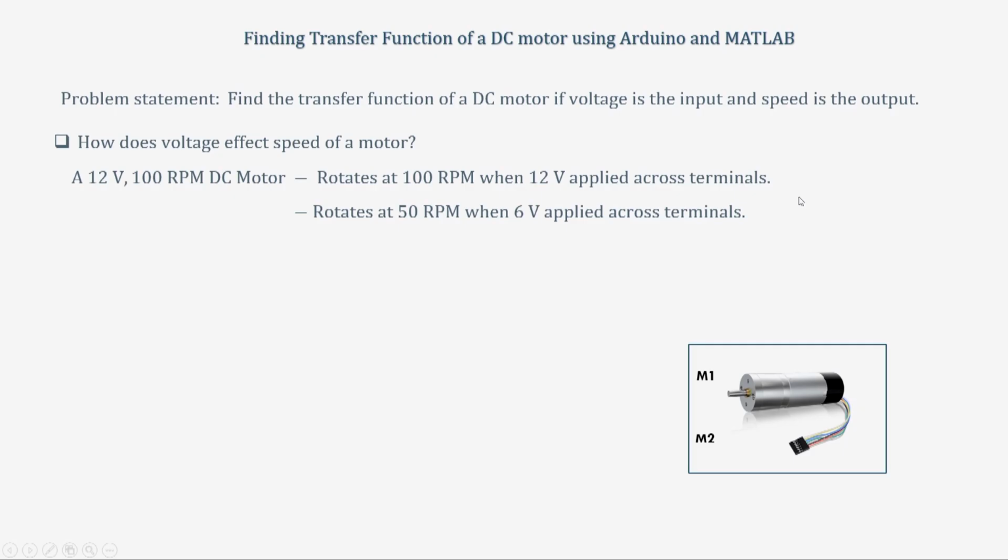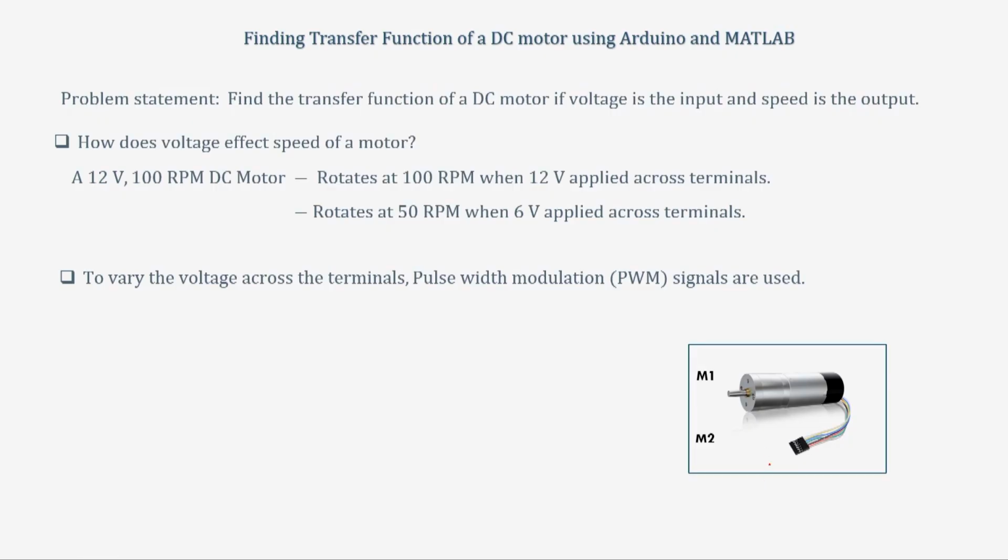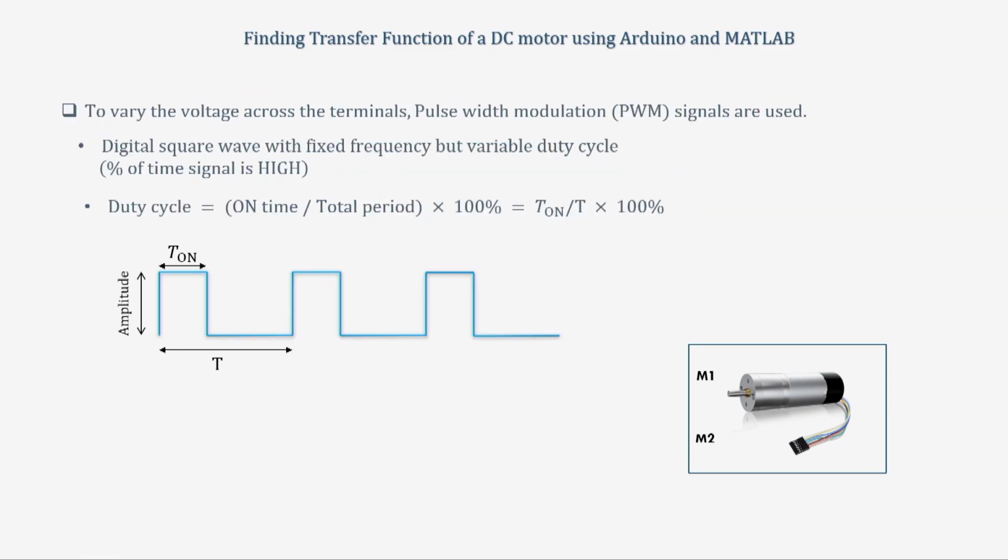Now, suppose you want to do this change of speed automatically. It is not possible for you to manually go every time and change the voltage settings and change the speed of the motor. So, we need some kind of automation, and that is taken care of by PWM signals. We vary the voltage across the terminal using something called pulse width modulation signals. And what are pulse width modulation signals? These are digital square waves with fixed frequency.